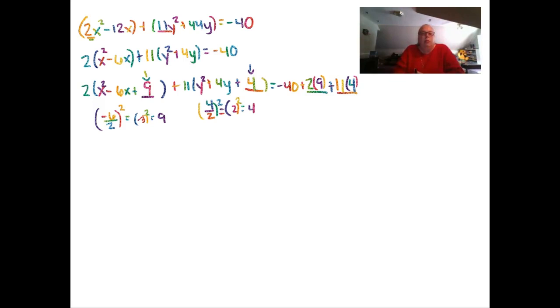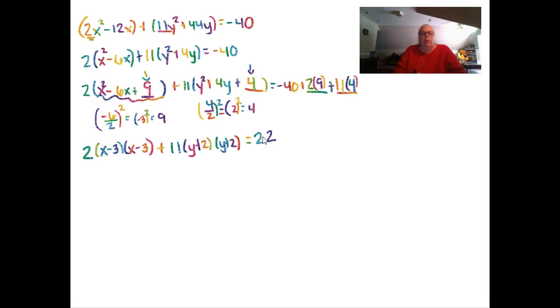Okay, let's clean this up a little bit. We've set this up on purpose so that this parentheses right here will factor, and it does factor to x minus 3 times x minus 3. We wanted it to factor so that I had exactly the same parentheses. The other one is going to factor into y plus 2 and y plus 2. Then on the other side, we add negative 40 plus 2 times 9 plus 11 times 4, and that's going to give me 22.